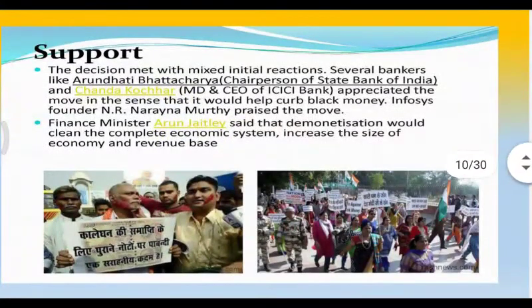Support and criticism of demonetization. In 2016, the decision of demonetization met with mixed initial reactions. Several people praised the demonetization, like bankers Arundhati Bhattacharya, chairperson of State Bank of India, and Chanda Kochhar, MD and CEO of ICICI Bank, Infosys founder N. R. Narayana Murthy, and Arun Jaitley, finance minister at the time. They support the demonetization. Finance Minister Arun Jaitley said that demonetization would clean the complete economic system and increase the size of the economy and revenue base.